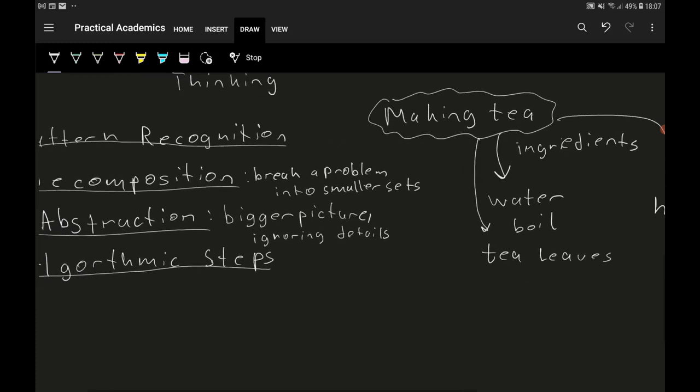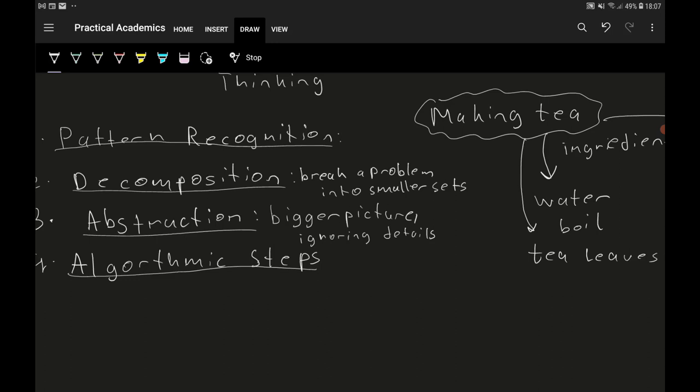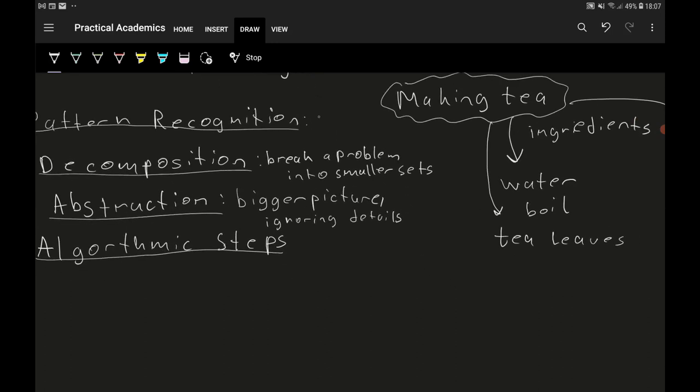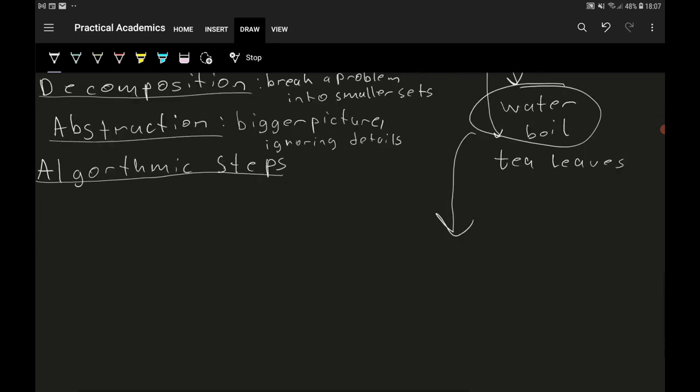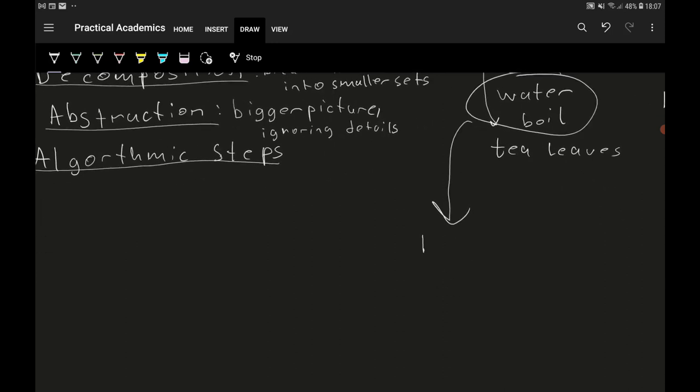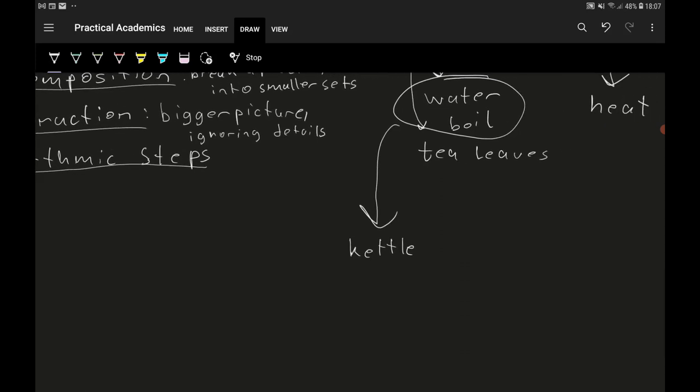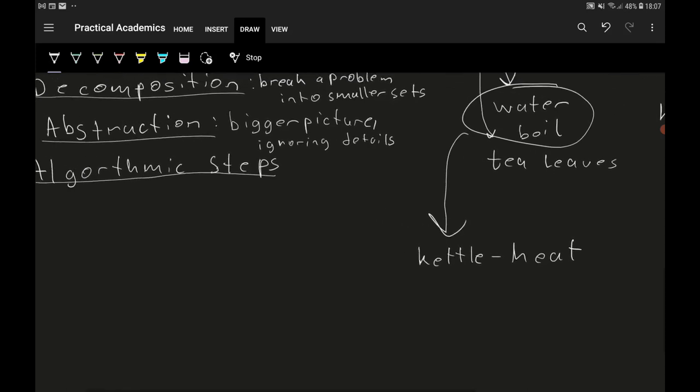But hey, guess what? Pattern recognition: recognizing what we already know. We know how to boil water already. We know that process. You take a kettle, because we have boiled water to clean something, like your little brother's water bottle. So we know that we need a kettle, we need heat, and that's how we boil water.